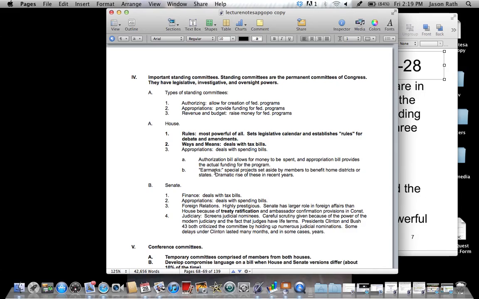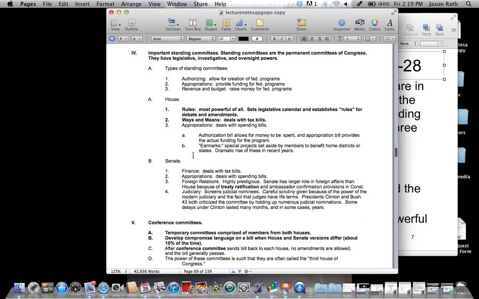And there's been a dramatic rise in these recent years as people try to get reelected. Because this right here is when you go back to your district and you say, look what I provided for you. So that's a big thing right there. So this is in the House, the most important of them. There's 19 more standing committees, but these are the most important.